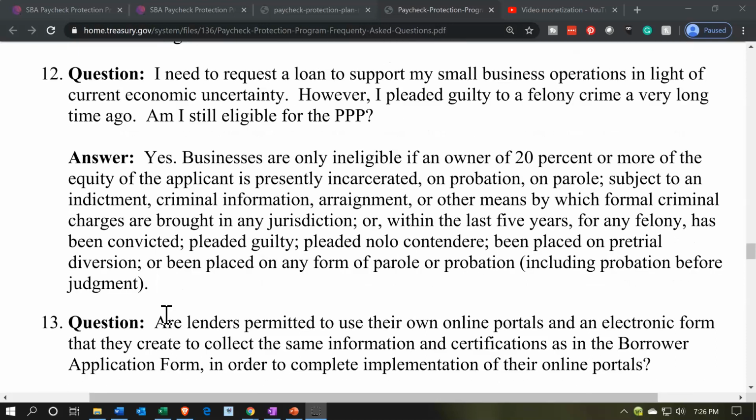Answer. Yes. Businesses are only ineligible if an owner of 20% or more of the equity of the applicant is presently incarcerated, on probation or parole, subject to an indictment, criminal information, arraignment, or other means by which formal criminal charges are brought in any jurisdiction, or within the last 5 years for any felony has been convicted, pleaded guilty, pleaded nolo contendere, been placed in pretrial diversion, or been placed on any form of parole or probation.